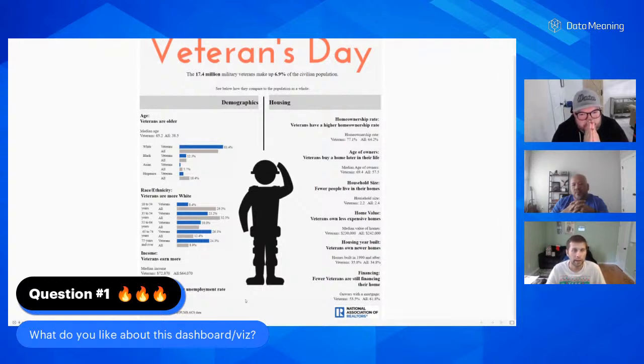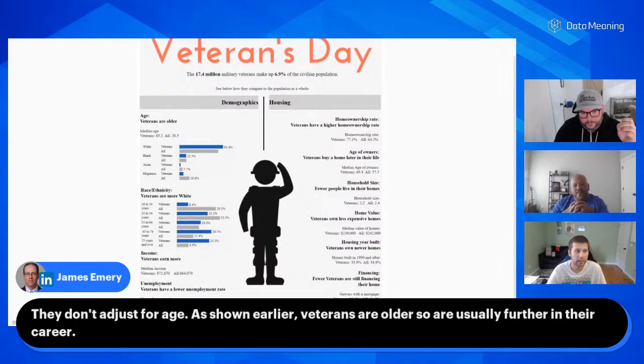I clicked on that link and I'm on the Tableau Public website looking at this dashboard. What I would like to have seen is that if you clicked on any of the bars, it would filter the rest of the page, but it doesn't. Like I wanted to see 35 to 54 year old veterans. If I clicked on that, where do they fall within these ranges?